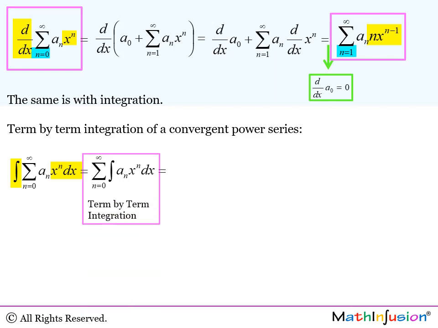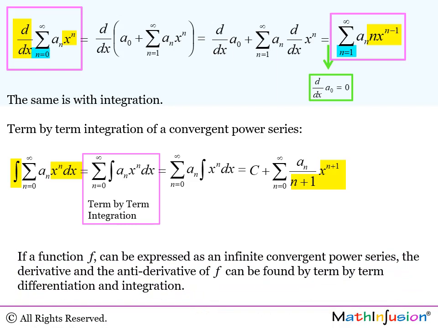Now we are going to perform term-by-term integration. First, I like the integral sign to be near the x to the n dx. And now I'm actually taking the antiderivative of x to the n to get x to the n plus 1 over n plus 1. Don't forget the c, which is the constant of integration. If a function f can be expressed as an infinite convergent power series, the derivative and the antiderivative of f can be found by term-by-term differentiation and integration.